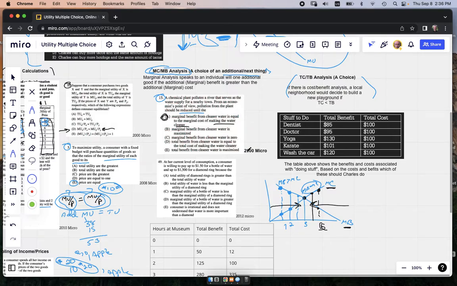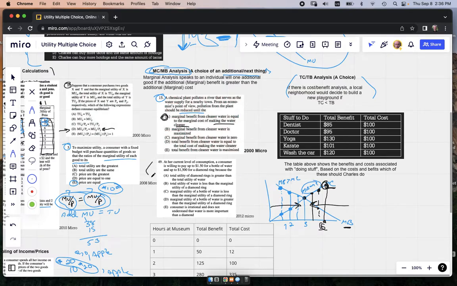Could we make the water so clean that you could drink out of the river? Yeah, but it would be very expensive. We'd be way over here. The cost would be much greater than the benefit. Would the water be clean enough to drink out of? Absolutely, but it would harm society. There would be too much money being spent on that. We don't need it to be clean enough to drink, if that makes sense.